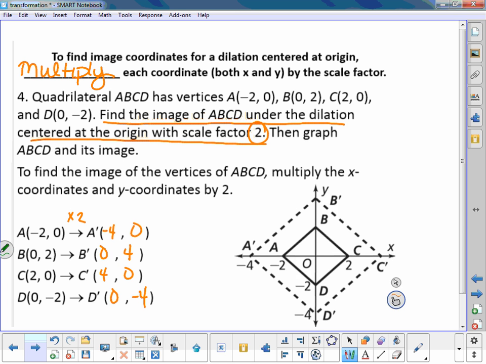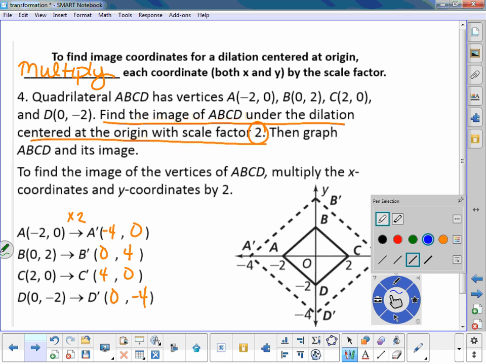So that lets me know that the bigger one is my image, this one is the before, and these are the after. Whoops. Sorry. All right.